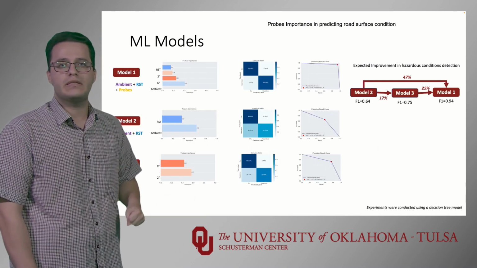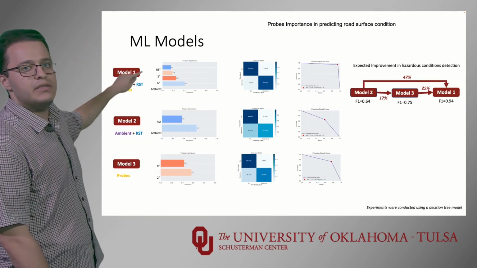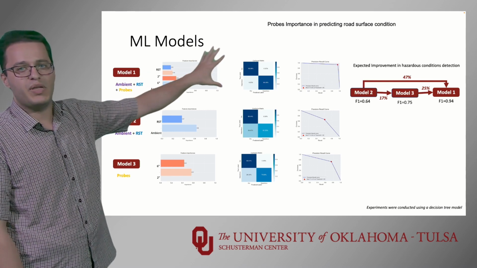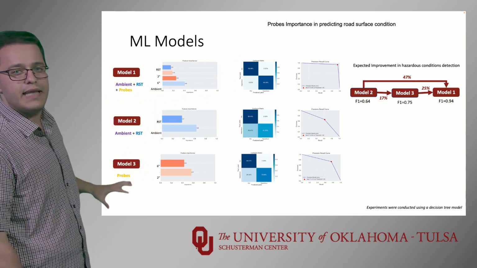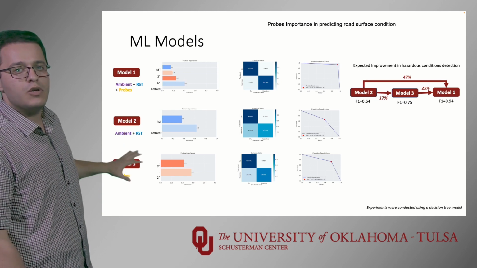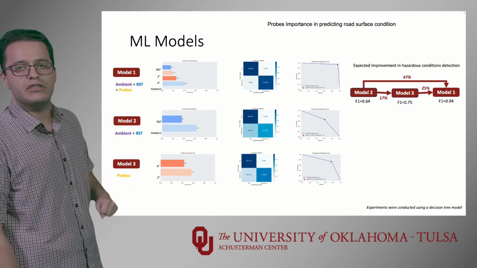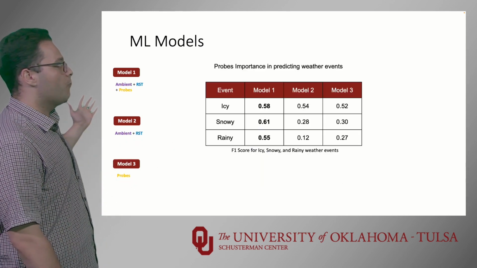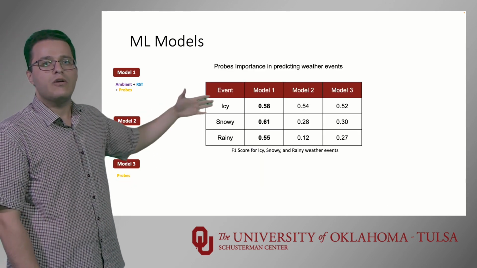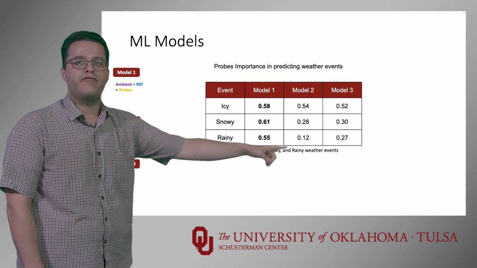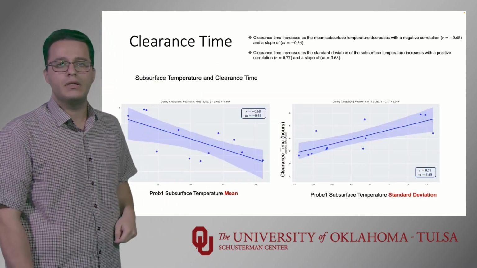We develop machine learning models that quantify the importance of subsurface temperature probes for prediction of surface conditions and weather events. We notice that when using ambient, surface, and probes, we get the best results. But what is interesting is that when we use only probes, we get better results than when we use ambient and surface conditions for predictions. Weather events show the same results. We get the best results by Model 1, followed by Model 3, and then Model 2.